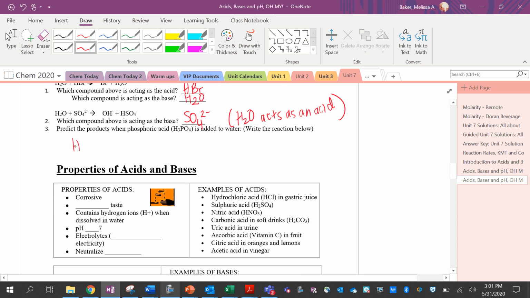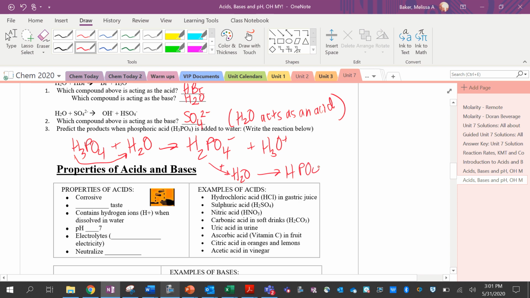And then what happens when H3PO4 is added to water? Things that start with an H are often an acid, and this one does follow that. So it becomes H2PO4- plus H3O+. And then this H2PO4- can actually lose another hydrogen to H2O and become HPO4 2- plus H3O+. And for the record, this HPO4 2- can actually become, oops, I don't need an H, just PO4 3-.